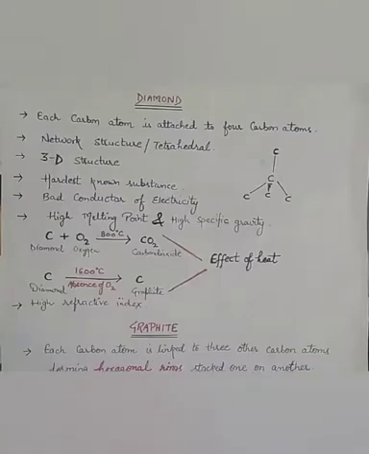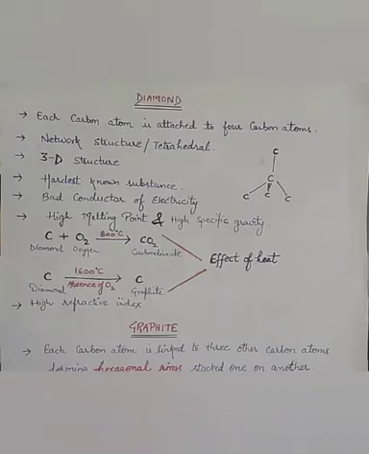Hello everyone, in this video you will learn about crystalline forms of carbon. Crystalline carbon occurs mainly in two allotropic forms, that is diamond and graphite. But here you will study three crystalline forms of carbon, that is diamond, graphite and fullerenes. So here we will start with diamond.